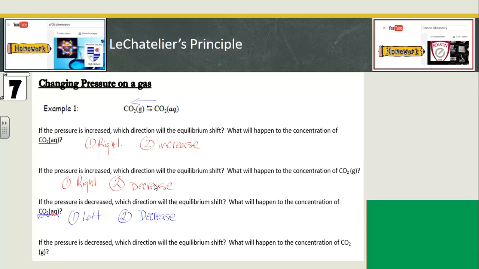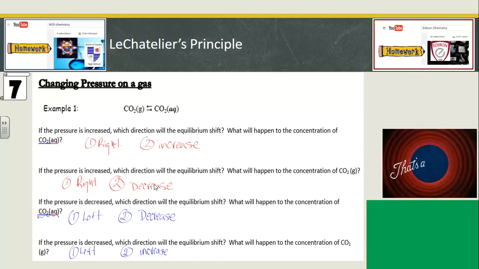And if the pressure is decreased, we know it's going to shift to the left to favor the side with more gas molecules. But what will the concentration of CO2 gas do? That will increase because the arrow is pointing to the side that is going to get increased concentrations because of the equilibrium shift. I hope I don't run out of time here. I didn't.